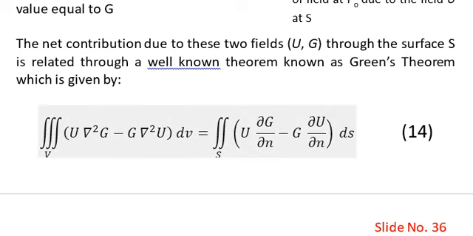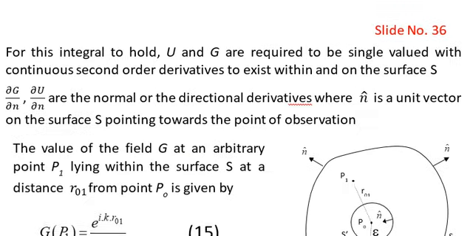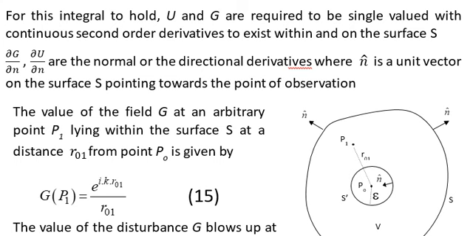You know that del square G and del square U in the volume integral on the left hand side can be calculated using the Helmholtz equation. So let's proceed. For this integral to hold, U and capital G are required to be single valued, with continuous second order derivatives existing within and on the surface S.